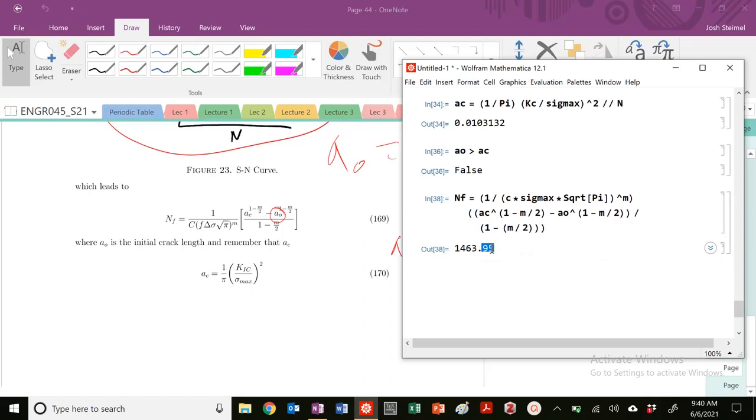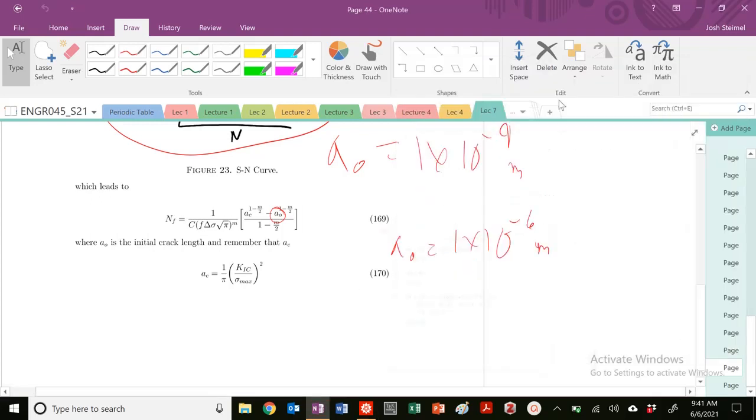And the number of cycles to failure is going to be 1,463. So cancel that flight, Southwest. Please, please, please. So that's it.